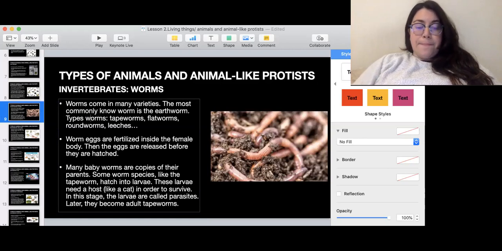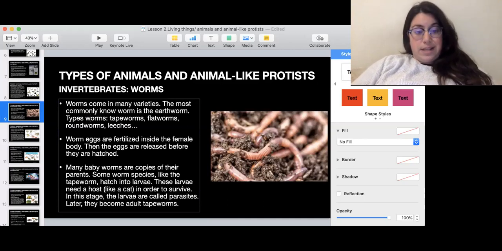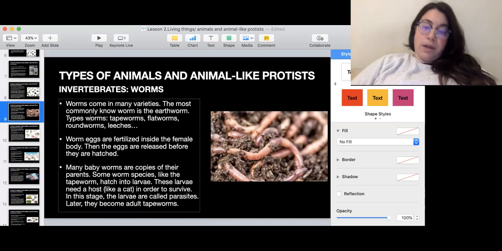Many baby worms are copies of their parents. Some worm species, like the tapeworm, like the one we learned about in cats, that it's a parasite, hatch into larvae, so they need a host, like a cat, in order to survive. And in that stage, they are called parasites. Later, they can become adult tapeworms.